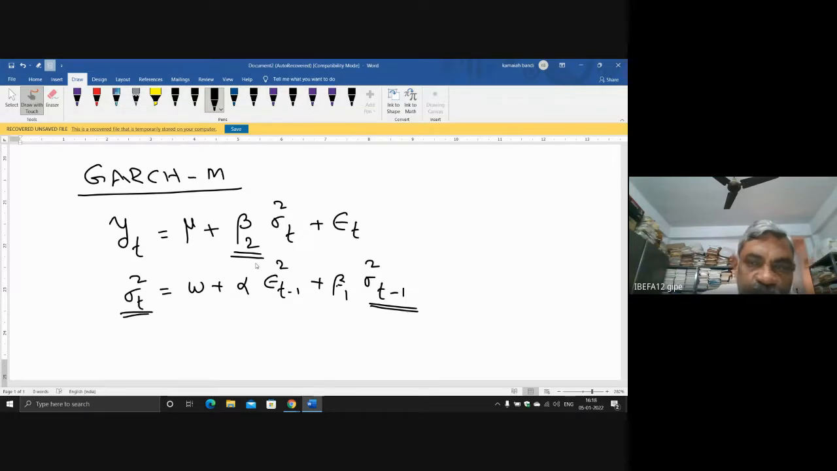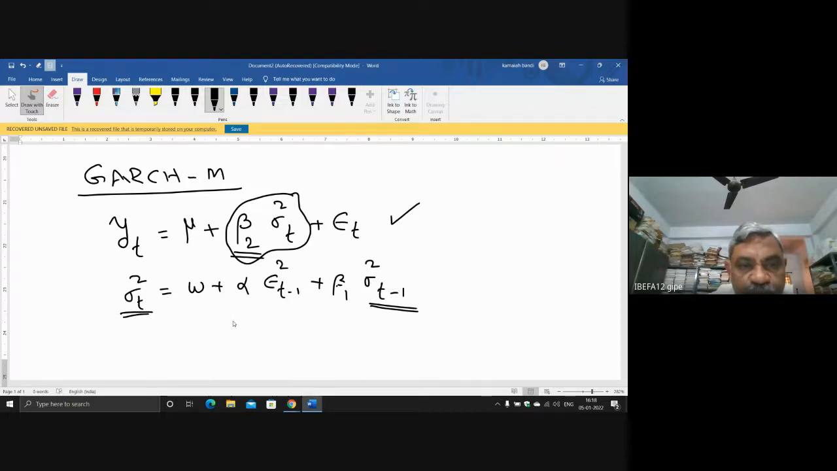So therefore the average return should be high in the presence of high risk or high volatility. So that idea is built into the mean equation. Whereas in all the models that we have discussed, symmetric or asymmetric, this idea is not incorporated. But in the GARCH-in-mean process, there is a feedback from the conditional variance equation, right?